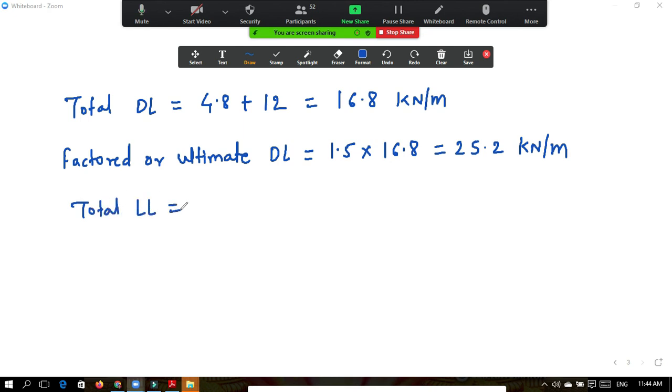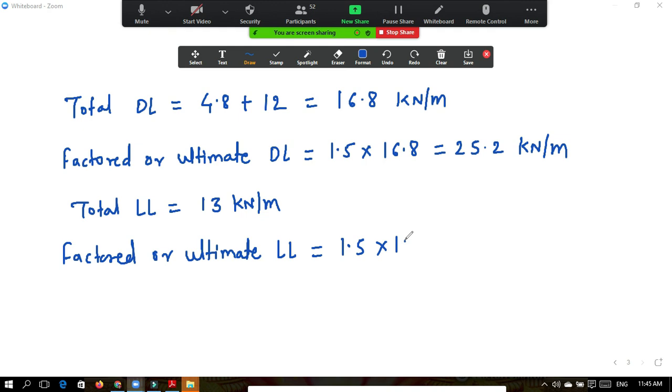Similarly, total live load, it is given as 13 kilonewton per meter, and no other live load is given. So the factored or ultimate live load is equal to 1.5 into 13. Answer 19.5. Okay. So the answer is 19.5 kilonewton per meter.